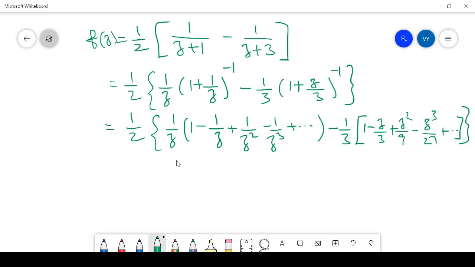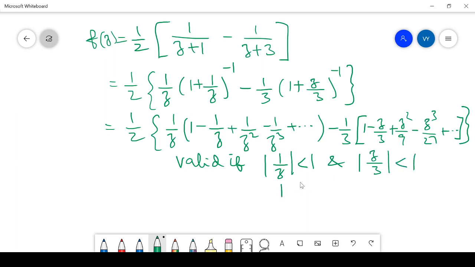So now this is valid if modulus of 1 by z is less than 1 and modulus of z by 3 is less than 1. So when I combine these two, I will have 1 less than mod z less than 3. So this will be the Laurent series expansion in the given region, 1 less than mod z less than 3. This completes part A.